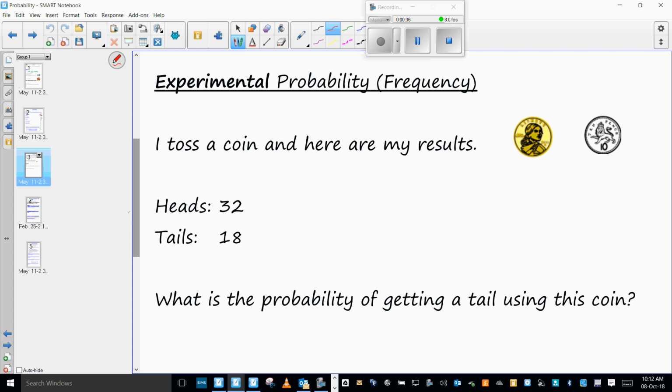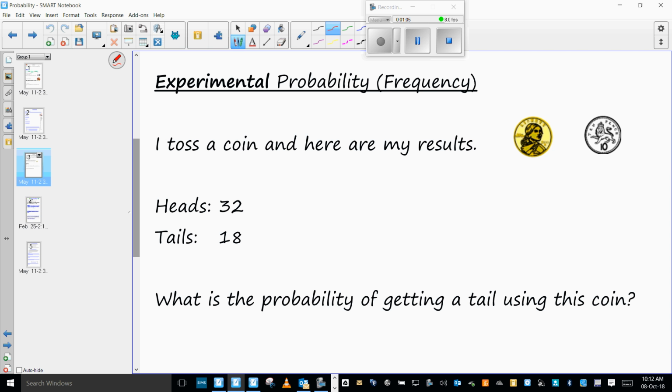I think what we'll do is carry out a little probability experiment, and I'll get you to put this all into practice, but we'll discuss it here first. So I toss a coin, and here are my results. I found I got a head 32 times, and I got tails 18 times. Now, what's the probability of getting a tail using this coin?